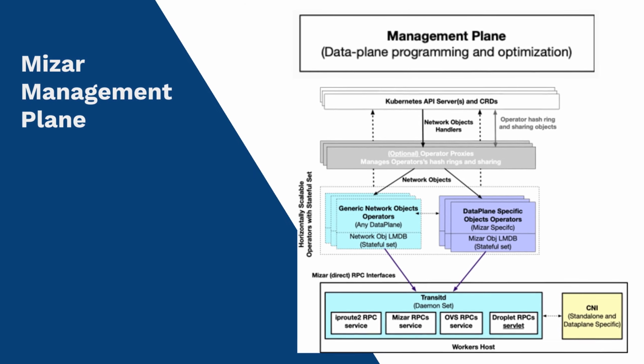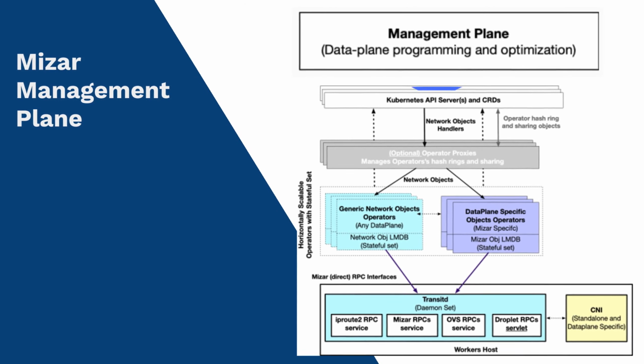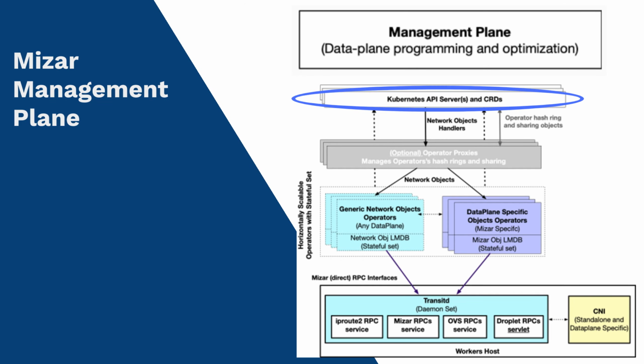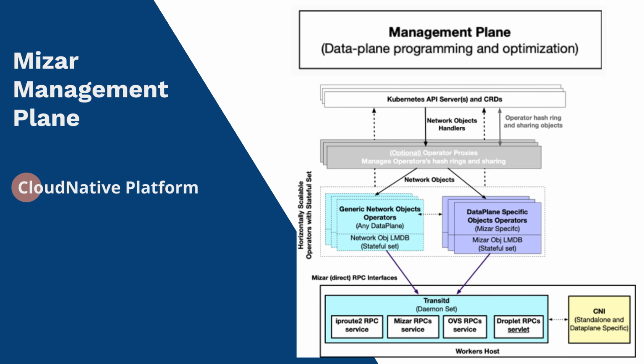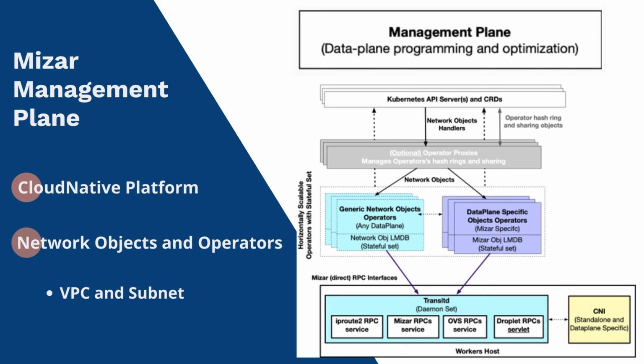Mazar's management plane is built on top of Kubernetes architecture using CRD and operators for data plane programming and routing scalability. This makes Mazar's management plane a cloud-native platform that can scale to manage large scales of virtual networks and endpoints. Specifically, Mazar introduces VPC and subnet network objects and operators to create and manage VPC and subnet for tenants. Tenants manage their applications within their VPC or subnet. Mazar also introduces bouncer and divider network objects and operators to scale and manage packet routing within a network and between networks.